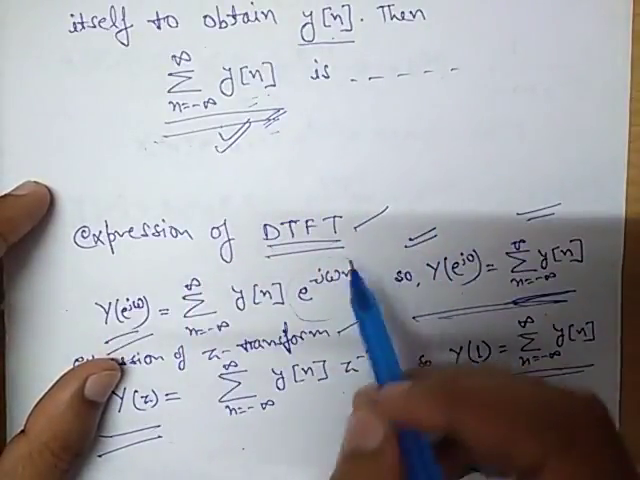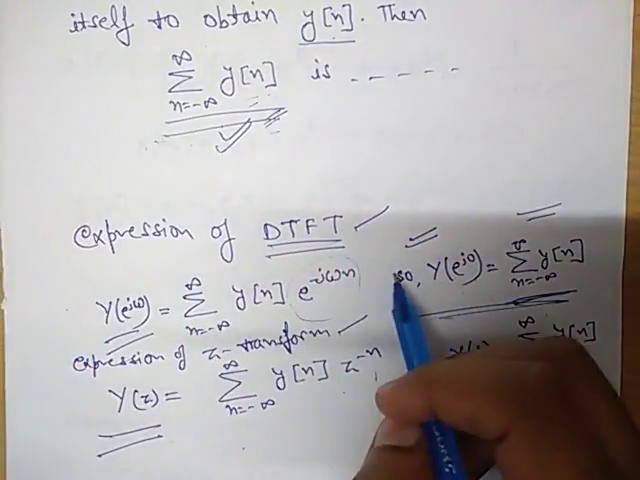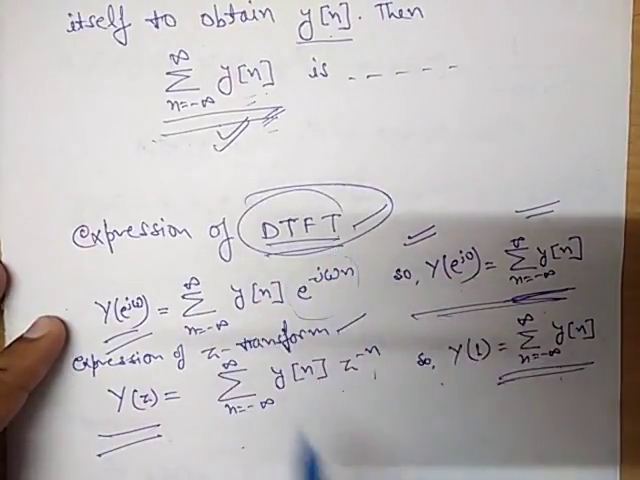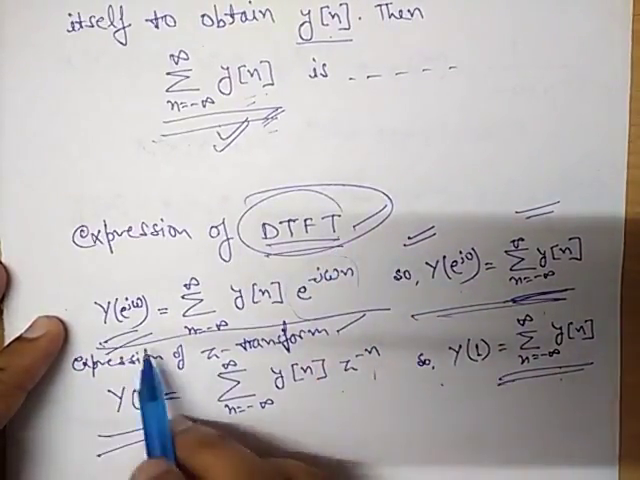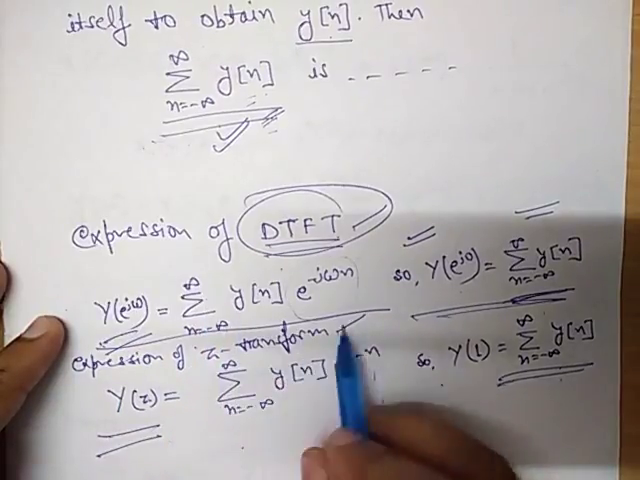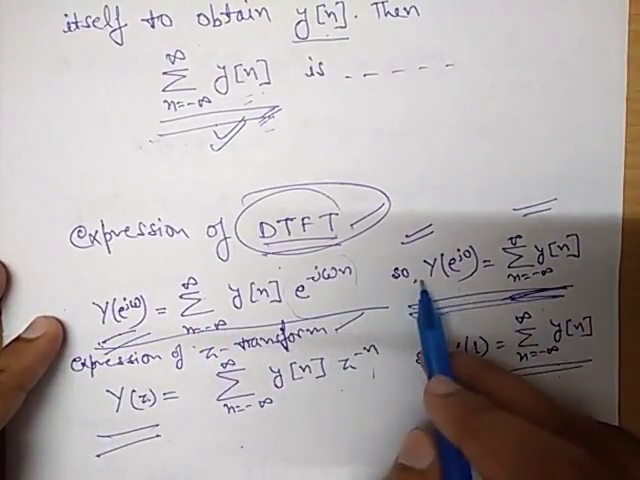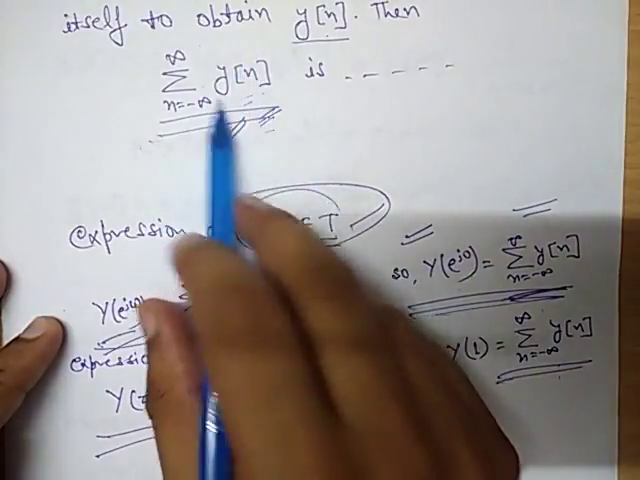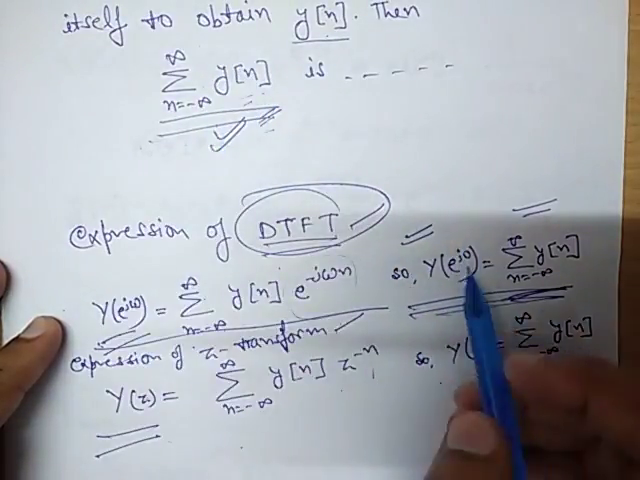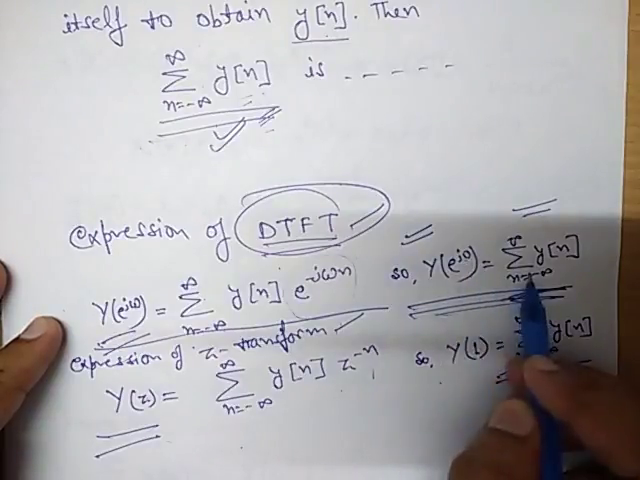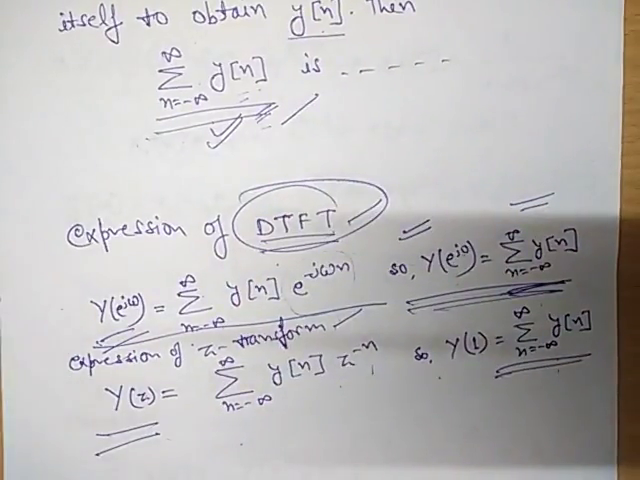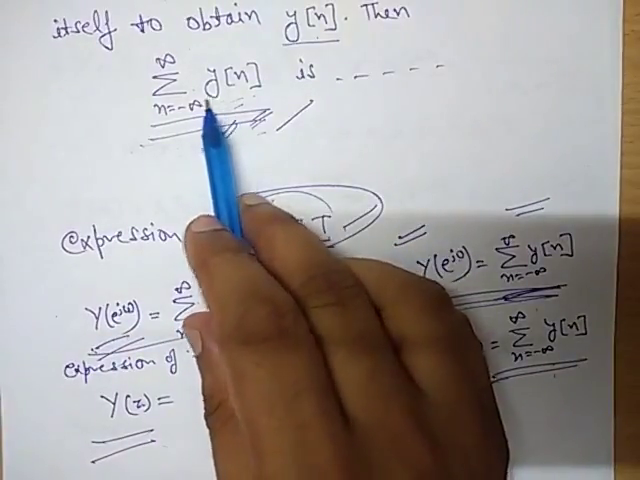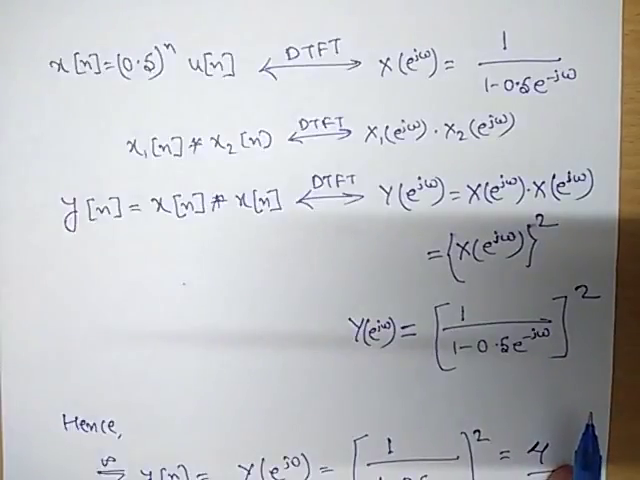Here I am going to describe only DTFT, so I'll focus on the DTFT, and the relation is Y(e^{jω}) as the summation from minus infinity to infinity. We will keep in mind that if we somehow find the DTFT of this signal, then by putting ω equals 0, we can easily find the value of this. So now I start to find the DTFT of this expression.